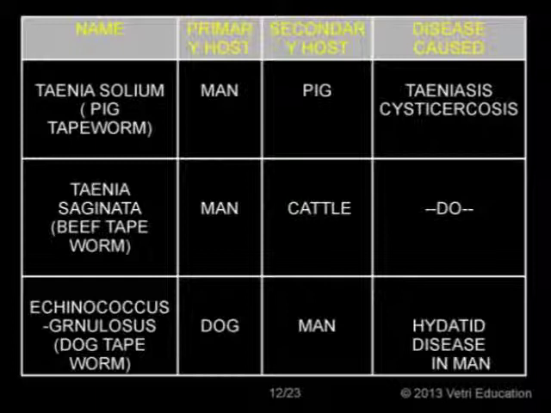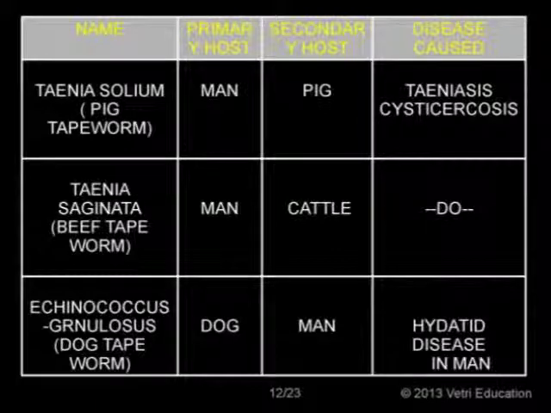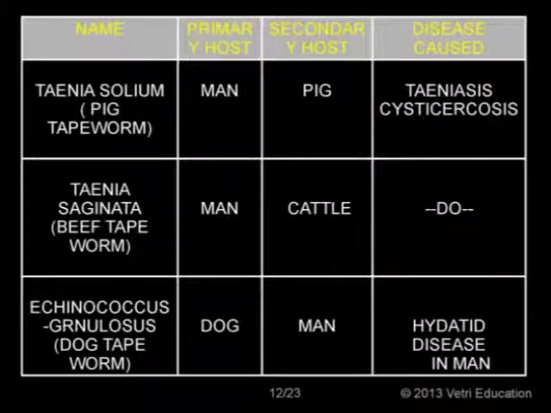Whereas Echinococcus granulosus causes a disease in man called hydatid disease. That is why the worm is also called the hydatid worm. Here some vesicles are developed, filled with fluid, and that is why it is called hydatid disease. So this is a comparison between these three tapeworms. Don't forget Echinococcus granulosus is the smallest tapeworm, having only three proglottids or segments.